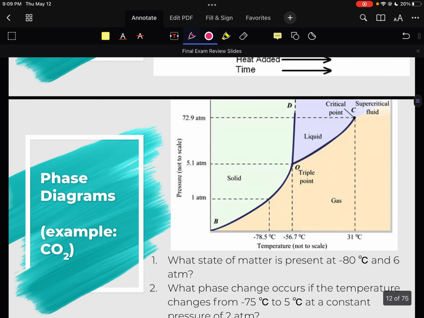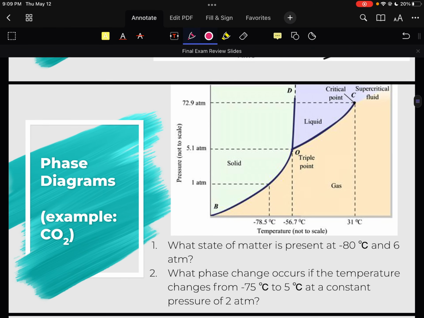For the phase diagram, we can answer a couple of these questions. You're just going to be reading a graph. So what state of matter is present at minus 80 degrees and 6 ATM? So we just kind of look at my graph here. I can see that I'm moving downwards. Here's minus 56, minus 78. So minus 80 is probably right past that.